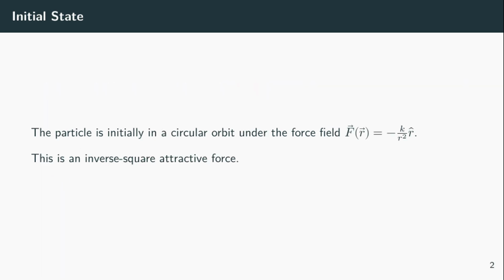So first let's understand the starting point. The particle is initially in a circular orbit under that original force field, F vector of r vector equals minus k over r squared r hat. This type of force, where the strength depends on 1 over r squared and it's attractive because of the minus sign, is a classic inverse square attractive force, like gravity or the electrostatic force between opposite charges.